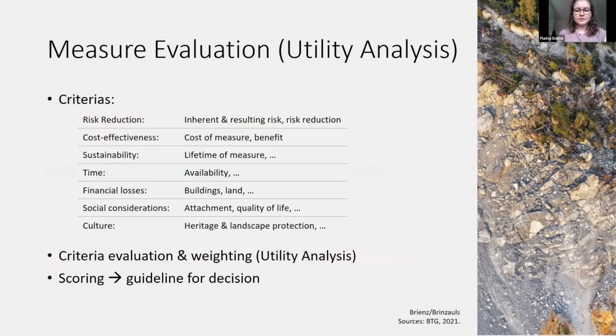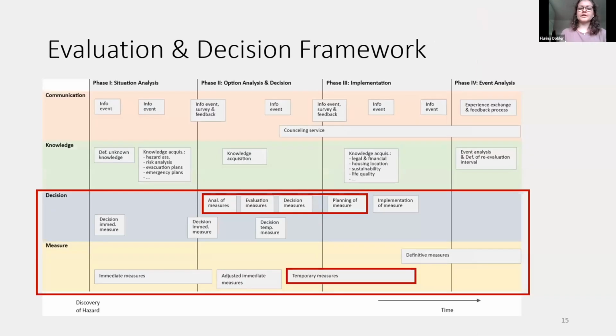And the criteria shown here are based on the factor analysis from the cases in Switzerland, but they should be locally adapted to each case. The scoring of the measures resulting from the analysis should then serve as a guideline to support the decision makers. So, for example, if the decision framework is applied to find a temporary measure, it could lead the decision makers to implement a road closure with traffic light system together with evacuations.